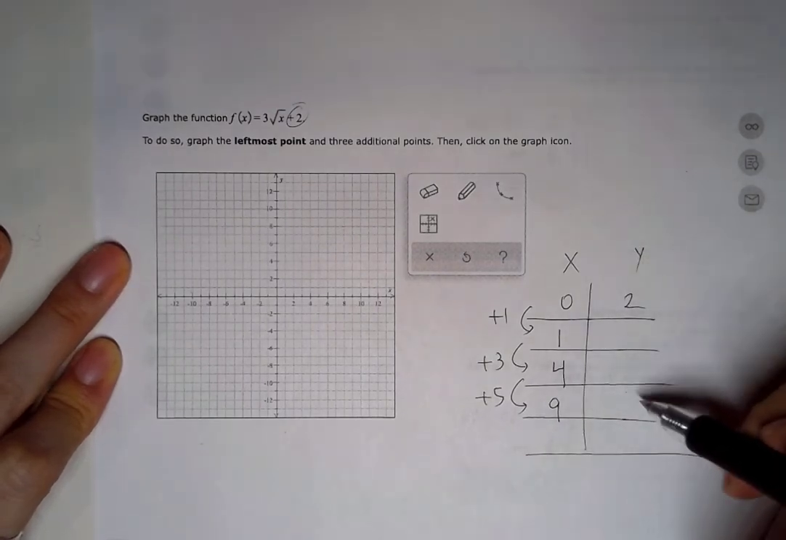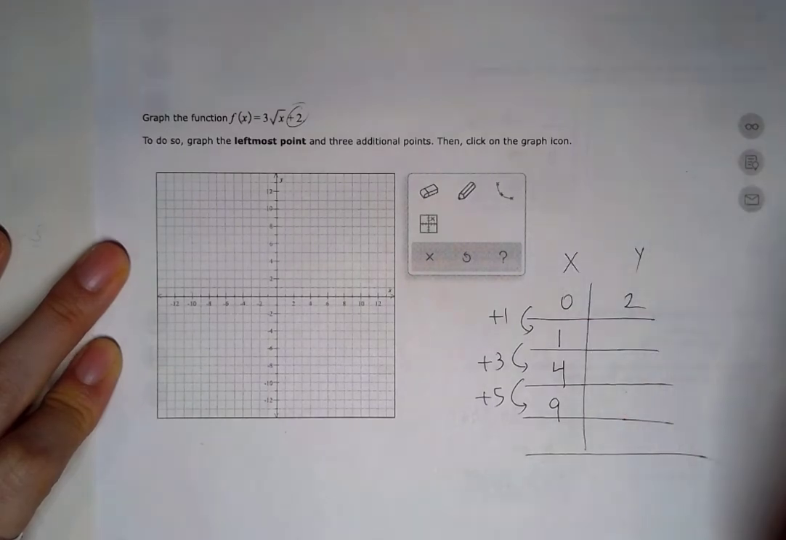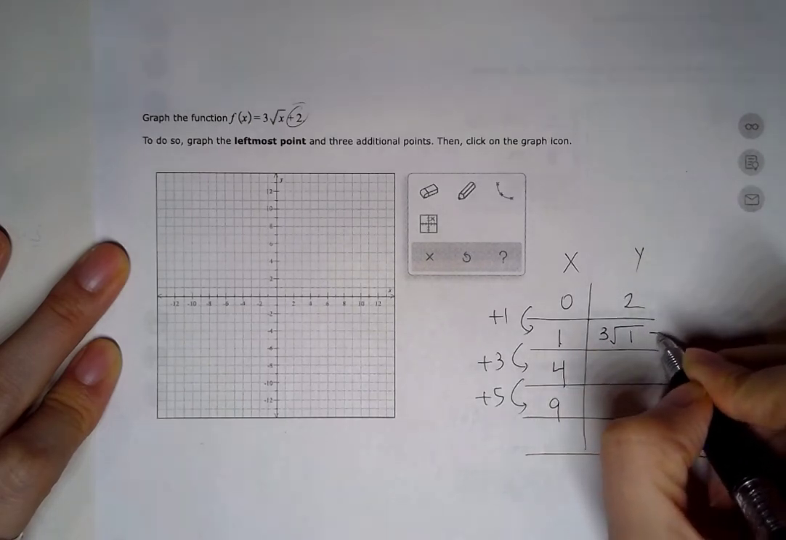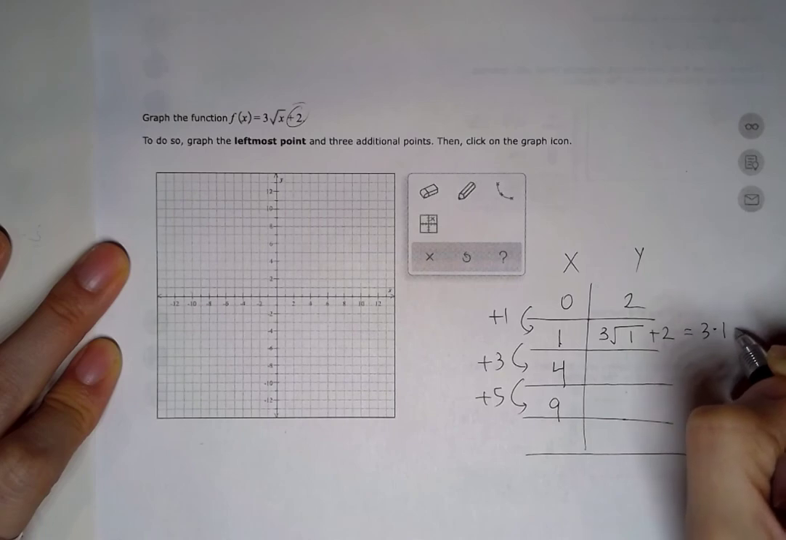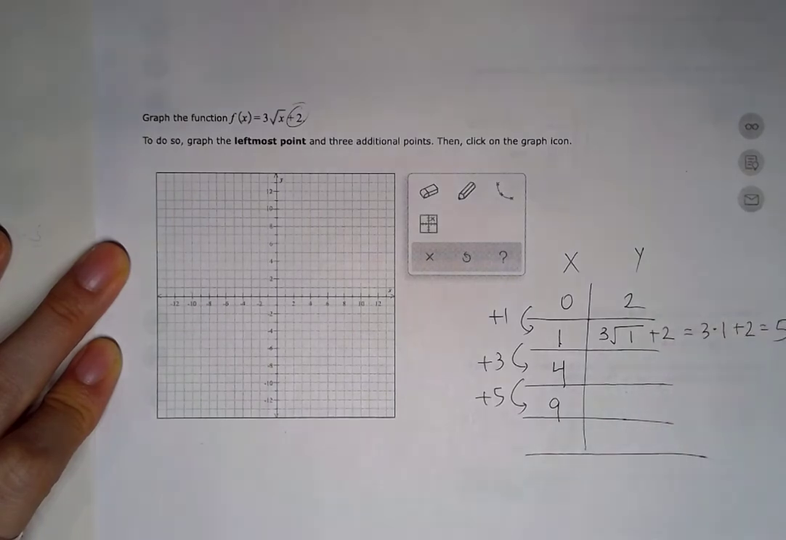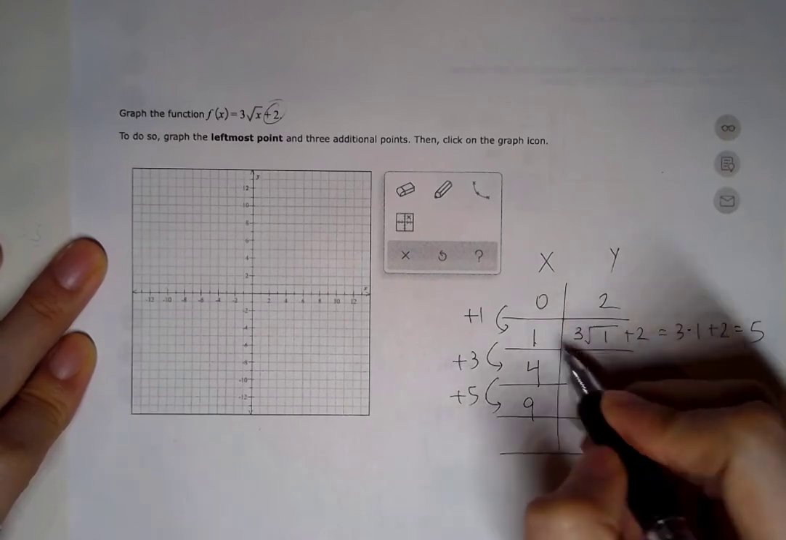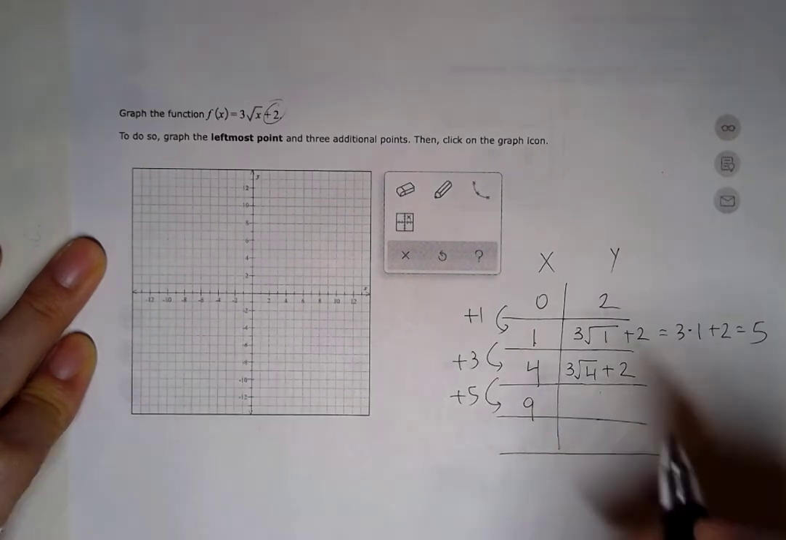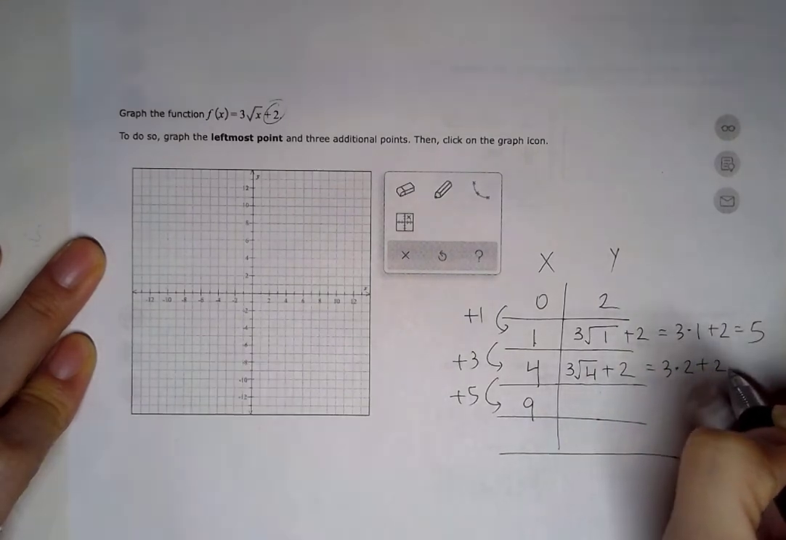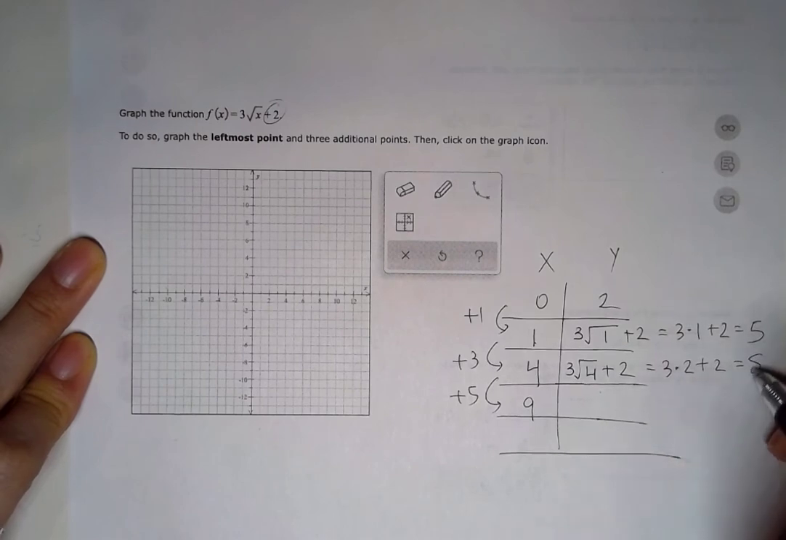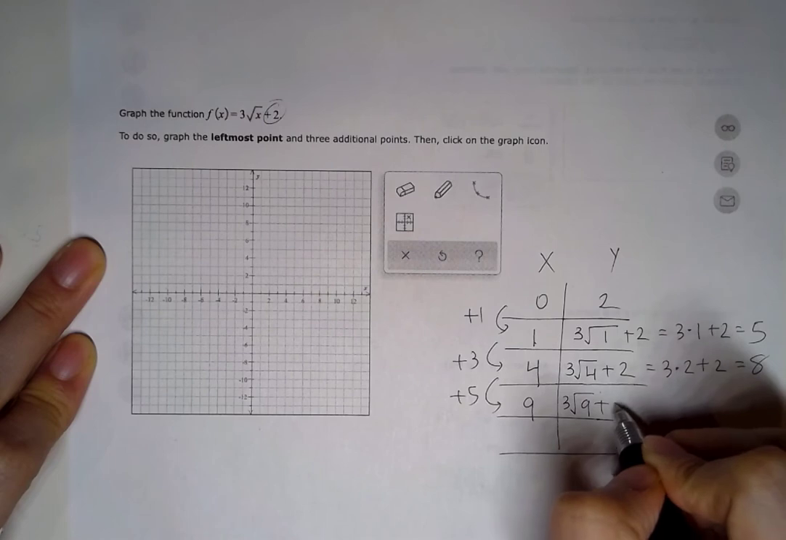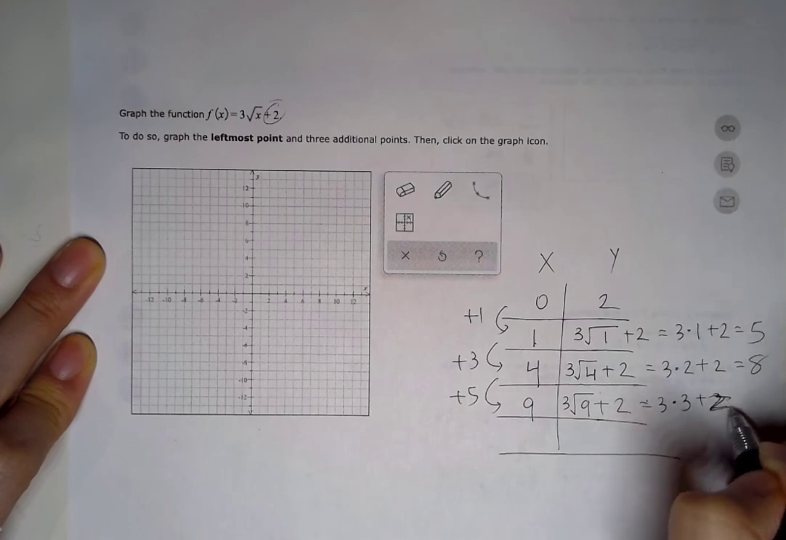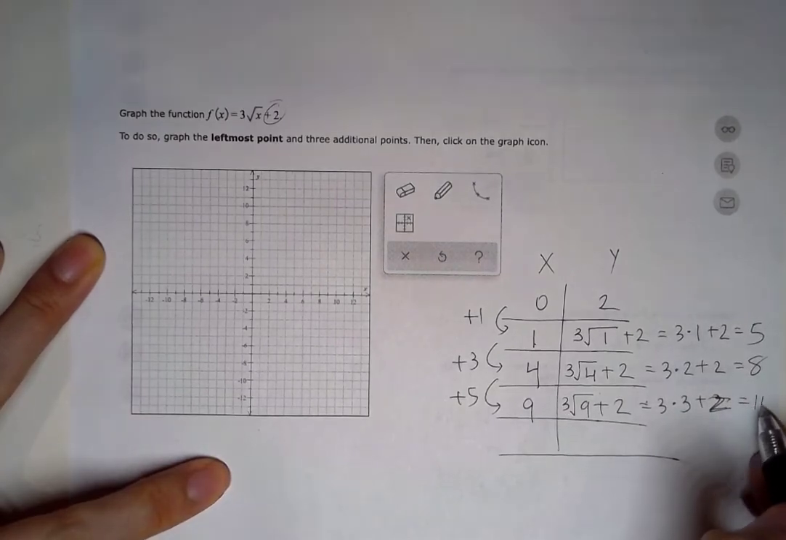And to get your y value, what do we do? We put the number into the equation. So when I put 1 into x, then 3 square root of 1 plus 2, which is 3 times 1 plus 2, 5. Right? And my second one, 3 square root of 4 plus 2. Square root of 4, that's 2. So 3 times 2 plus 2. So that is 6 plus 2, 8. And when you put 9, then you get 3 times 3 plus 2. So 9 plus 2, which is 11.